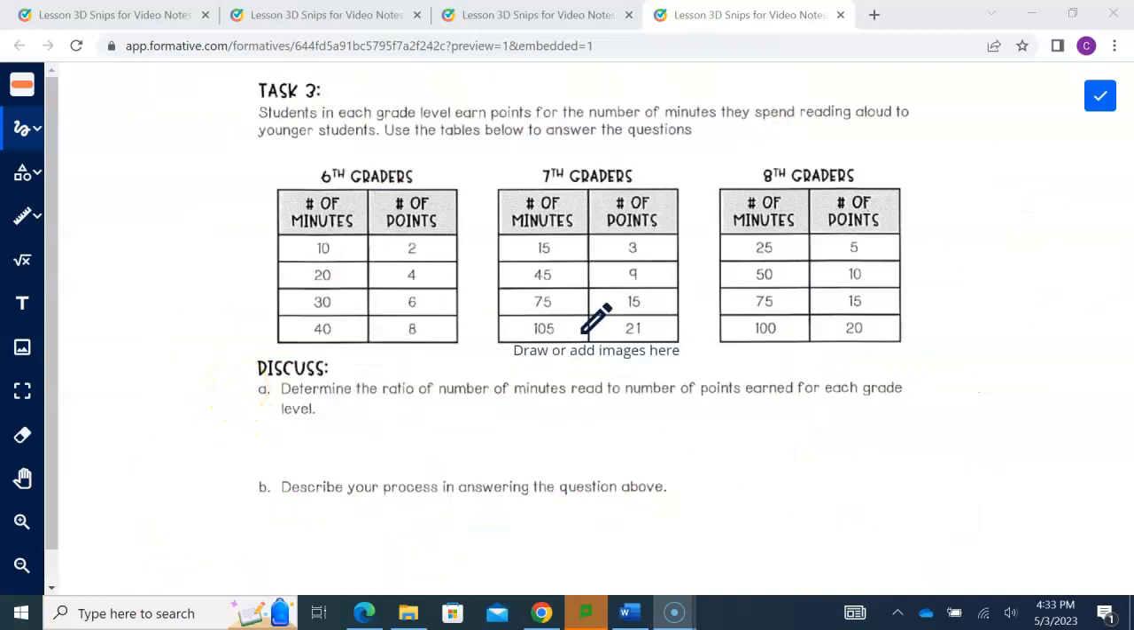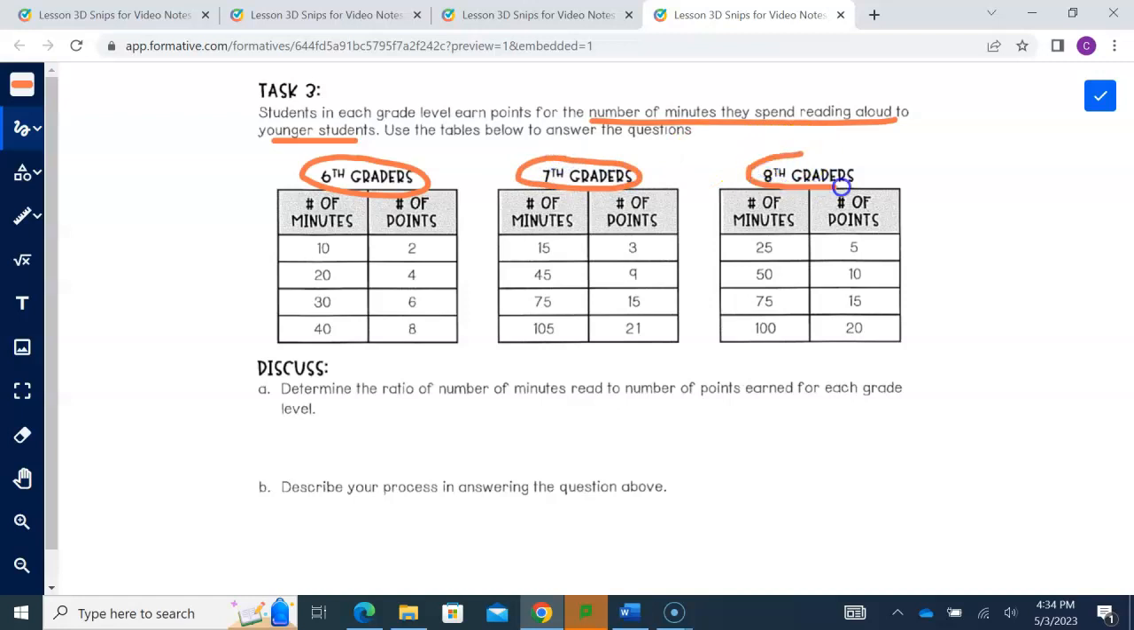Okay, so we have a new set of data here. They're going to earn points. Task 3 says students in each grade level earn points for the number of minutes they spend reading aloud to younger students. Use the table below to answer the questions. So again, we have 3 grade levels, 6th, 7th, and 8th. They've divided the data out. And we have the number of minutes for our 6th graders and how many points they earned for reading to students for those minutes. Here's the 7th grade minutes and their points, and here's the 8th grade minutes and their points for reading.